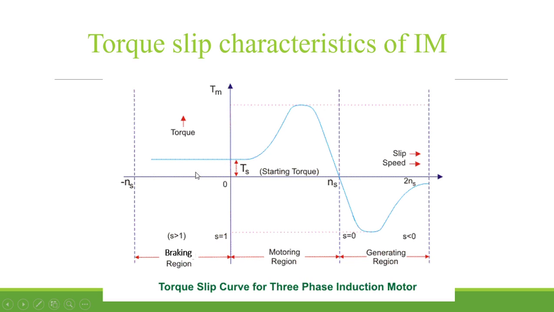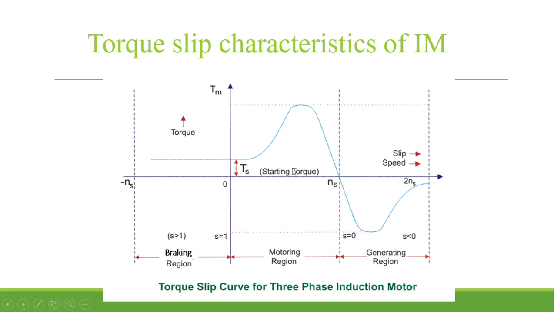First let us see what is on the y-axis. On the y-axis we denote the torque. On the x-axis is speed: the speed is 0 at the start, and here the speed is synchronous speed. If the rotor speed is 0, then the rotor is at standstill and the slip will be 1, so s equals 1 on the x-axis at this point. And when the rotor speed equals ns, the slip will be 0. So first we will see the motoring region.